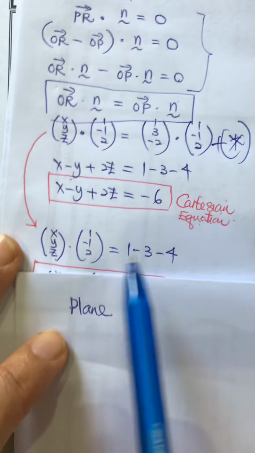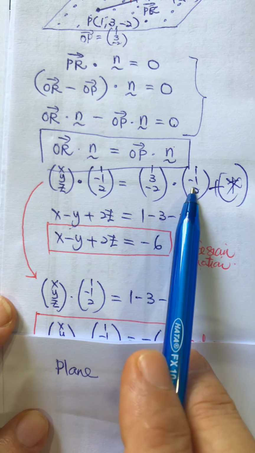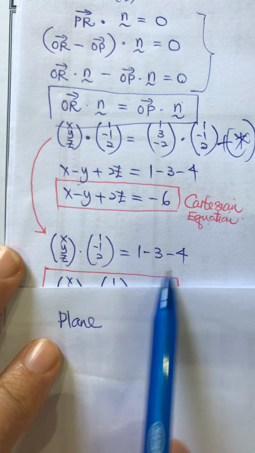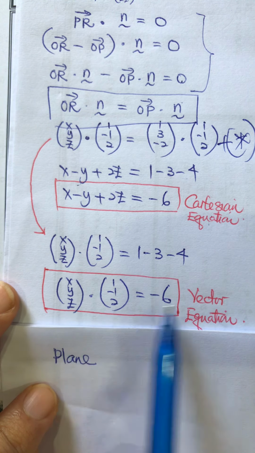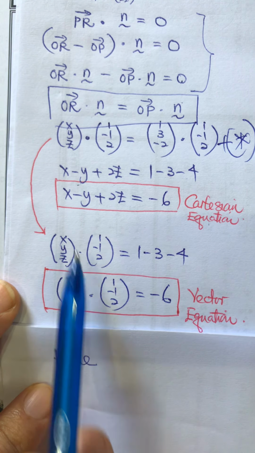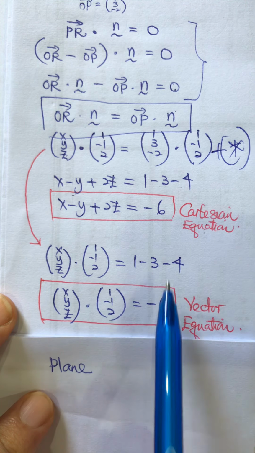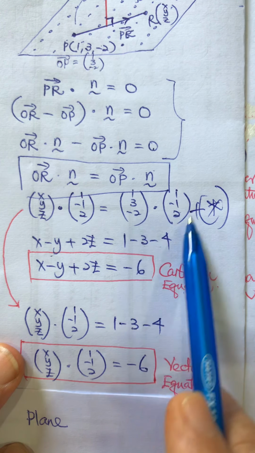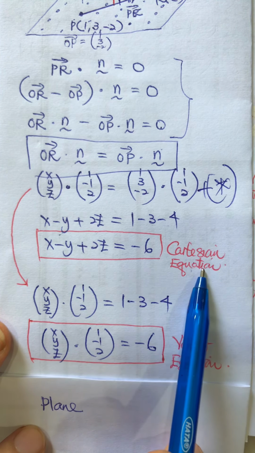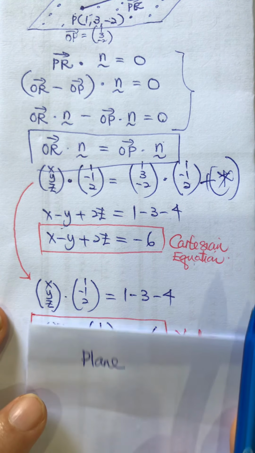And then if you write it like this, from here, R dot N is OP dot N. When you dot the right side, you get 1 minus 3 minus 4, which is -6. This is called the vector equation. If you dot this side also, you will get a Cartesian equation. If you don't dot this side, you just leave it like this and only dot the right-hand side, you get a vector equation. If you dot both sides, you will get a Cartesian equation.